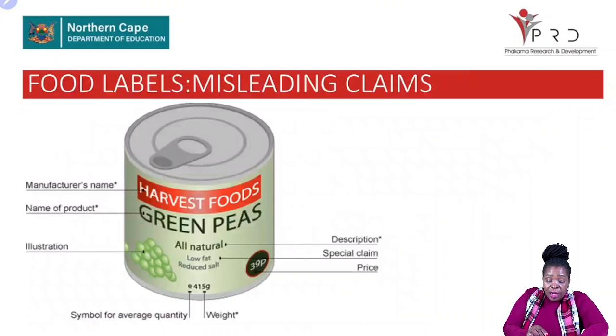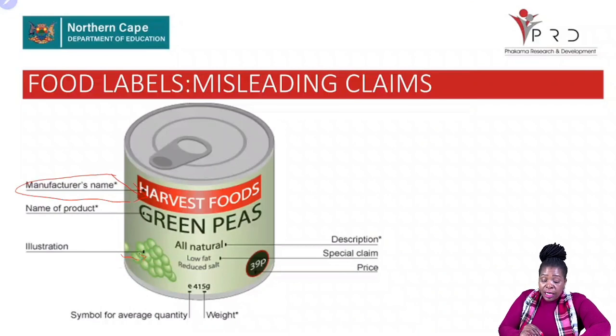This is another food label for us to look at together. It shows the manufacturer's name is Harvest Foods, right? Harvest Foods is the name of the manufacturer. And the name of the product is green peas, right? Then there's an illustration, the picture of green peas. And here the description says all natural, right? How do we know this is all natural? It also claims, the special claim says low fat, and there is also reduced salt, right?